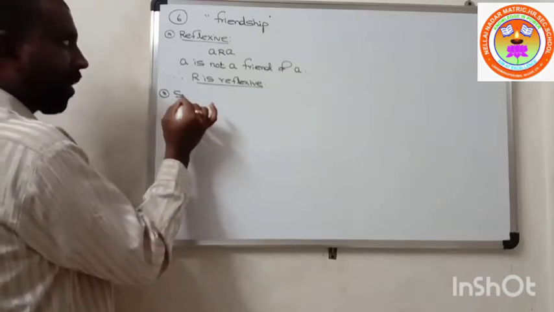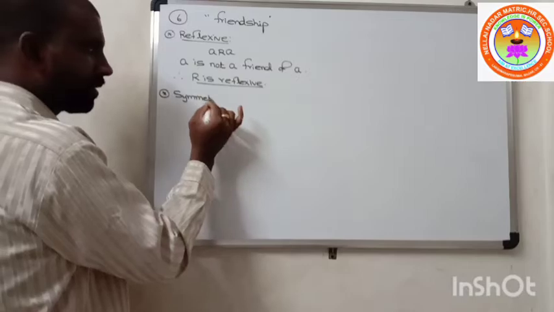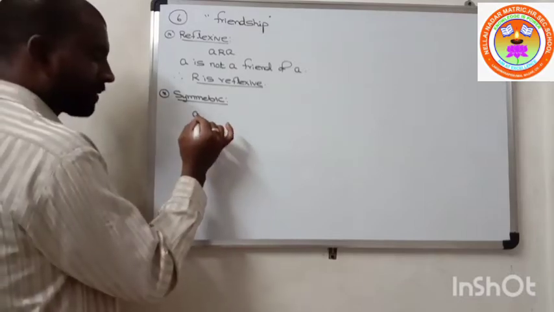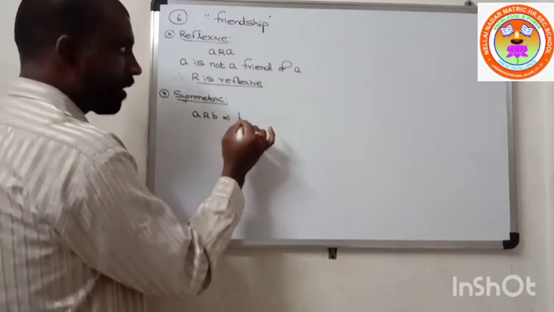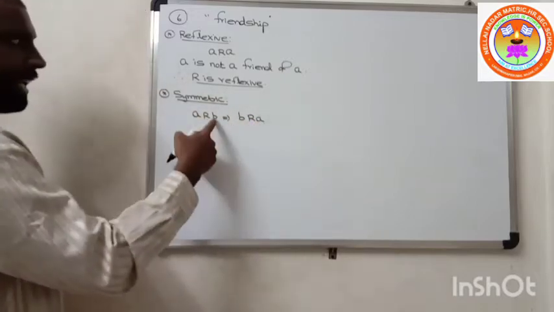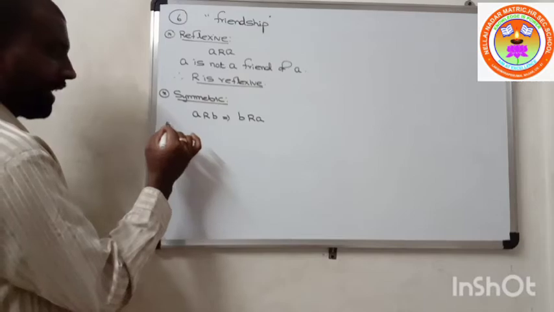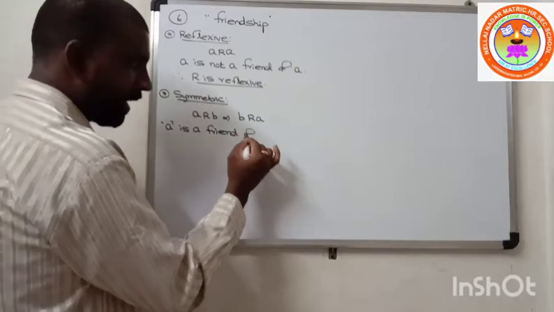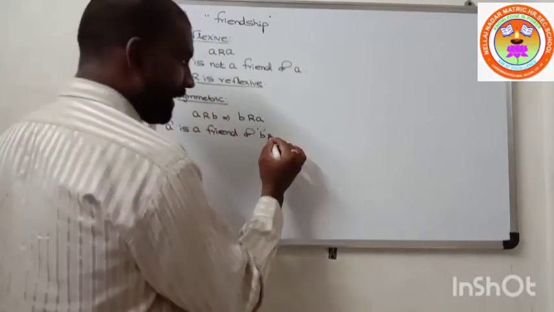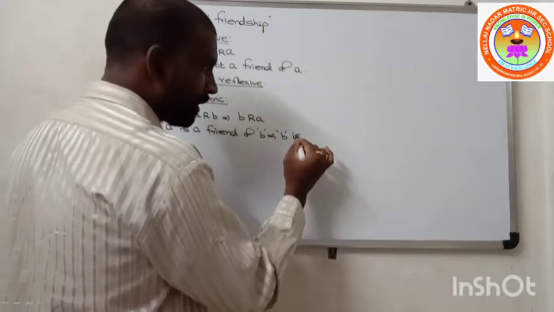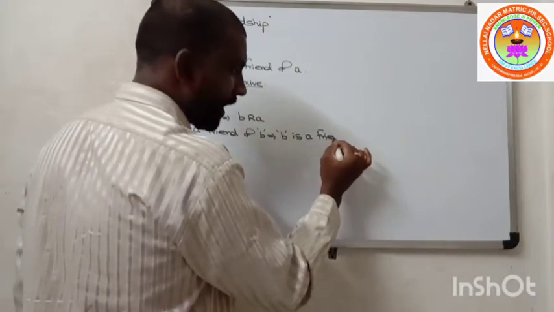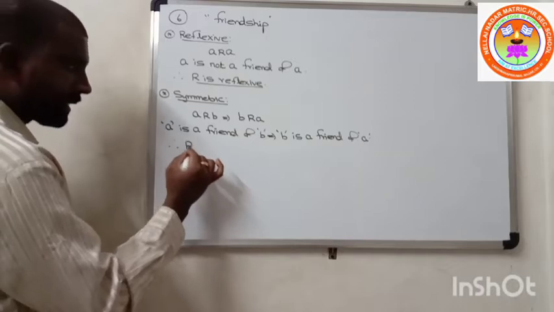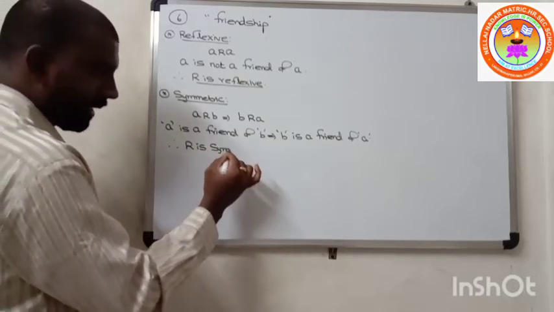Second one, symmetric. Symmetric means A related B, B related A. A related B, A is a friend of B. B related A, B is a friend of A. Therefore, R is symmetric.